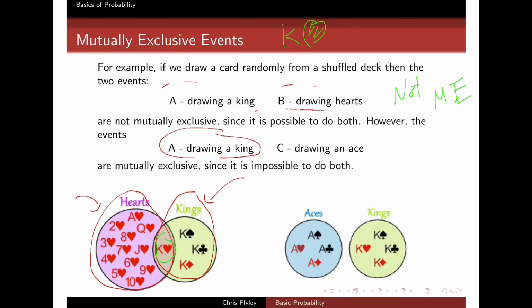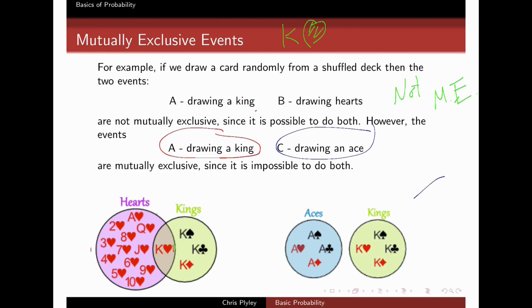On the other hand, if I stick with my original event for A and let that still be the event that I pull a king, and I call C the event that I pull an ace, these are mutually exclusive events because there's no way that I could pull a king and an ace from the deck if I only pull one card.